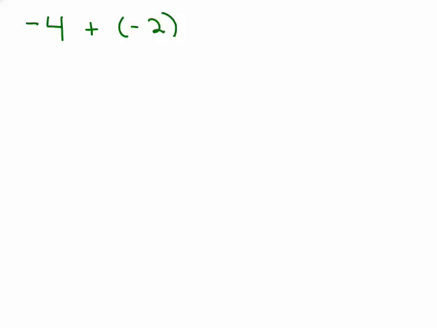So here's one for you to try. See what happens when you have -4 plus -2. If you drew a little picture, what would that look like? You'd have 4 negatives and 2 more negatives. So altogether, you're going to have 6 negatives.